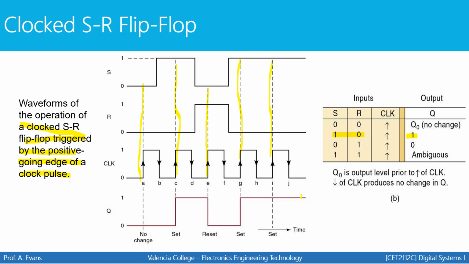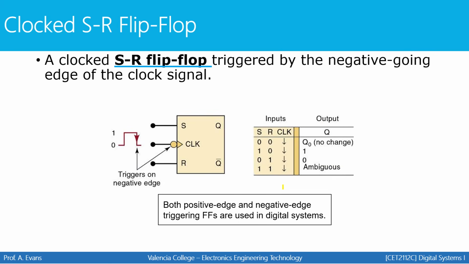This is how we do the waveform for a flip-flop that has a clock signal. You can only change the output when the clock makes the right type of transition for that flip-flop. Anything in between those transitions has no effect on the output. If you had an SR flip-flop that was triggered by a negative edge of the clock, you would only change the output whenever the clock goes from high to low. It has the same truth table as before, except now the clock inputs are pointing down. This tells me that it responds to a negative edge of the clock.